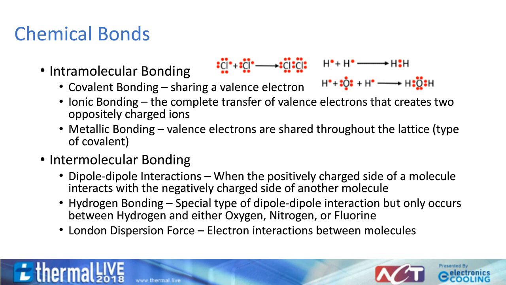In covalent bonding, the atoms share a valence electron. Chlorine, for example, is an element with 7 valence electrons and will form a covalent bond with itself to become Cl2. The two chlorine atoms will share one of their 7 valence electrons in order to reach a more stable octet.